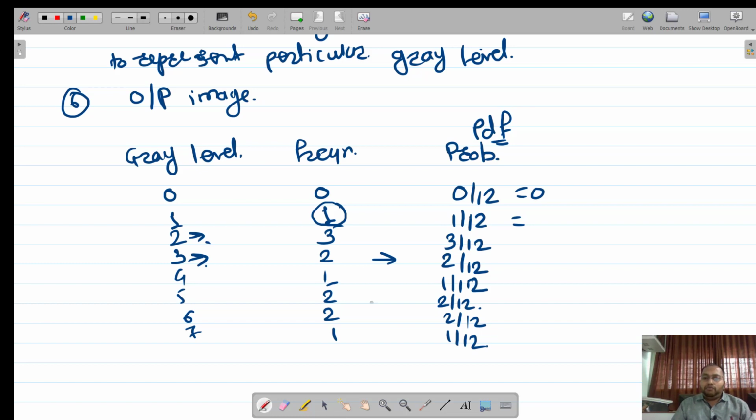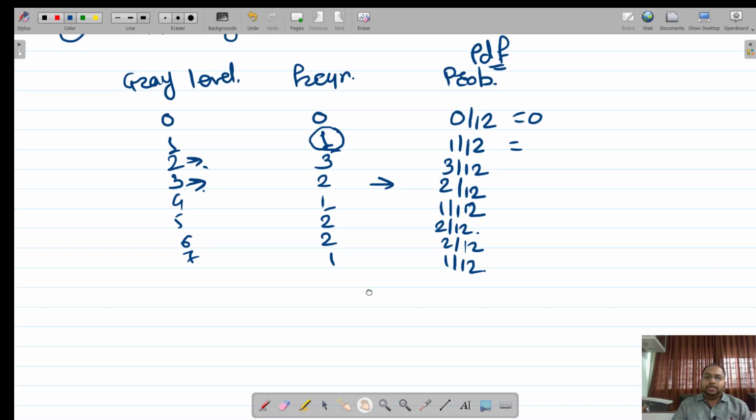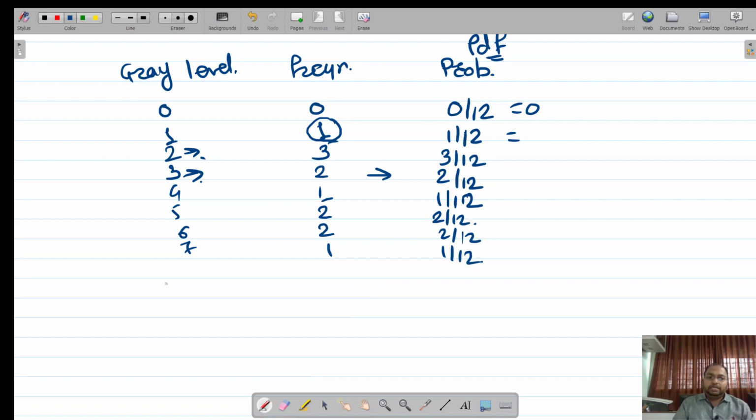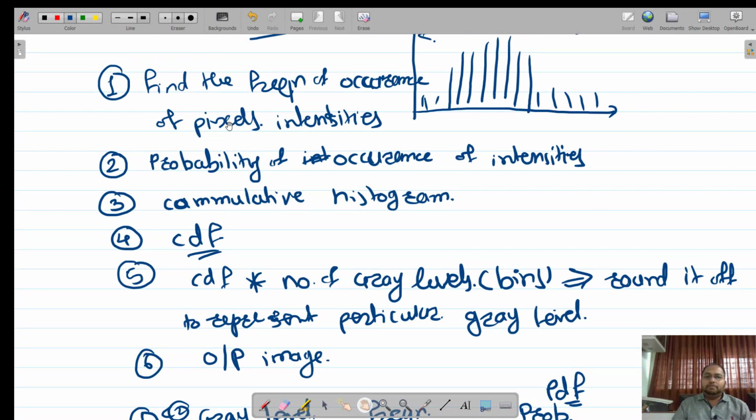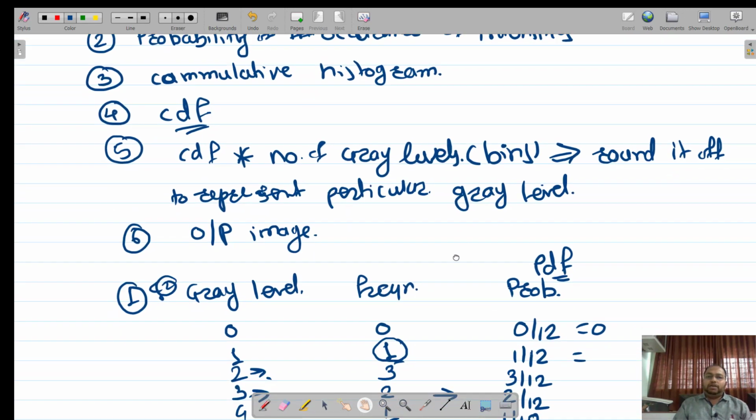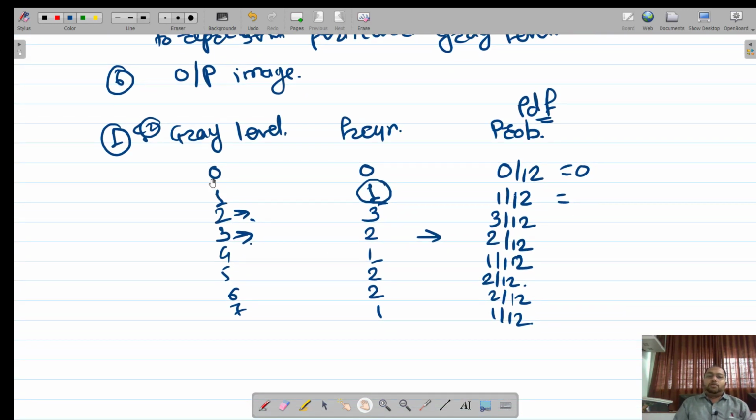Then now we are going to find out the cumulative probability. So now let us find out the cumulative histogram. We have covered the first and second steps over here. What are the first and second steps? First is finding out the frequency of occurrence of pixel intensities, and second is finding out the probability of occurrence of those intensities. Now let us find out the cumulative histogram. Cumulative histogram means occurrence of 1: how many times has it occurred? It has occurred 1 time.